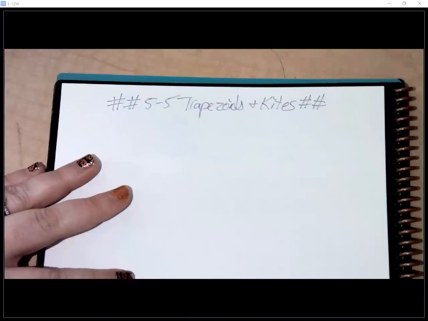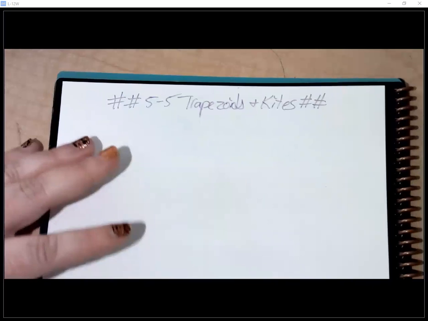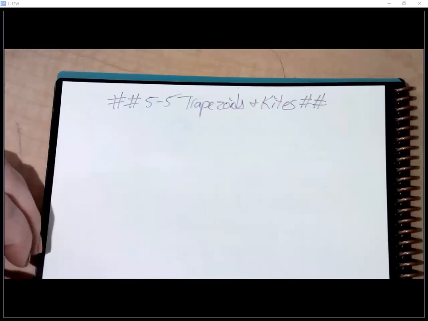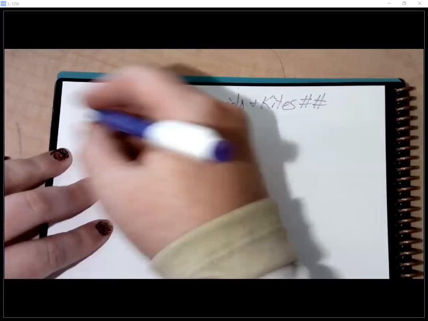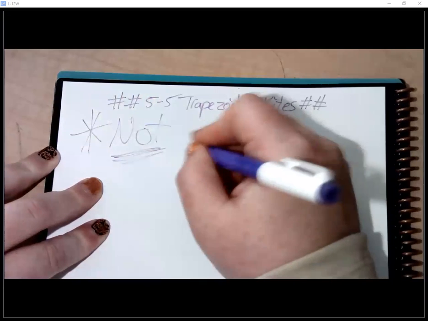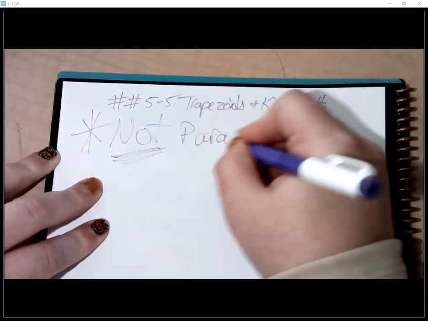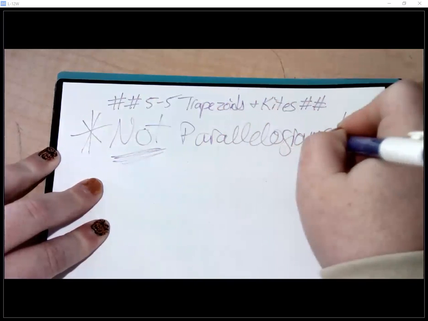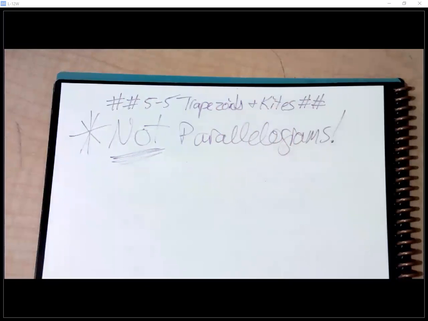The first thing I need to make abundantly clear about these two shapes is that they are not parallelograms. So all those cool fun facts about parallelograms do not apply. They have nothing to do with trapezoids and kites. Okay, so we're going to start off with our friend the trapezoid.